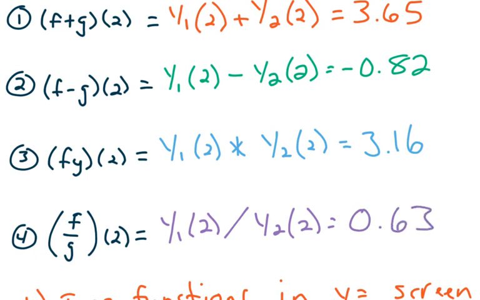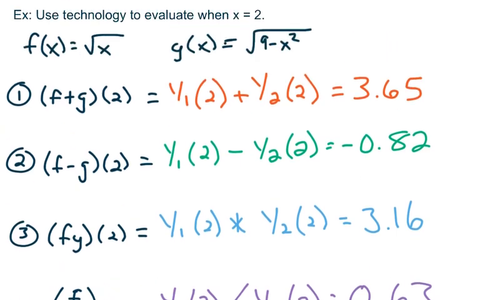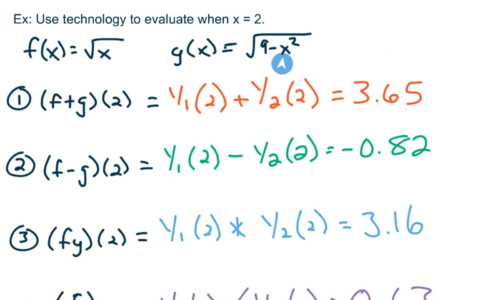So the calculator is going to be your friend here when you have to evaluate more complex functions like these, that aren't always going to have nice numbers, especially when we plug in 2, because we don't know what the square root of 2 is. But we can use the calculator to our advantage and do these things fairly quickly.